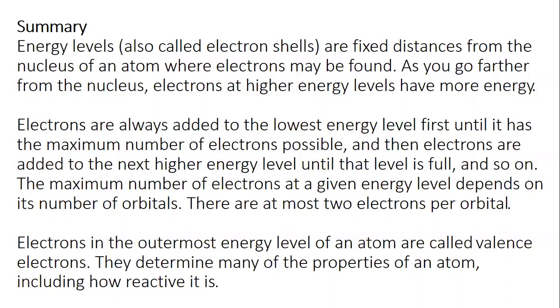The maximum number of electrons at a given energy level depends on its number of orbitals. There are at most 2 electrons per orbital, which means there could be 1 electron in an orbital. Electrons in the outermost energy level of an atom are called valence electrons. They determine many of the properties of an atom, including how reactive it is.